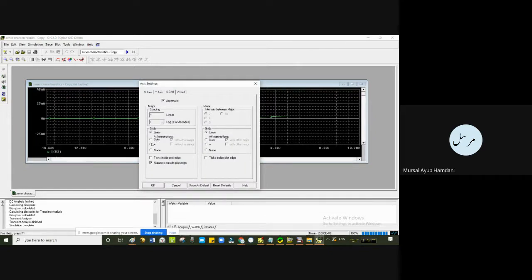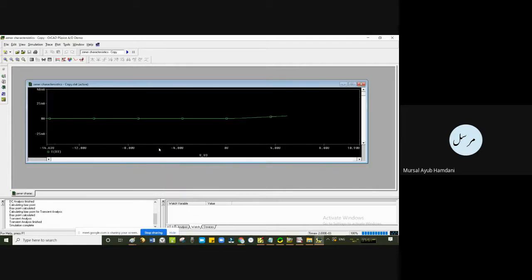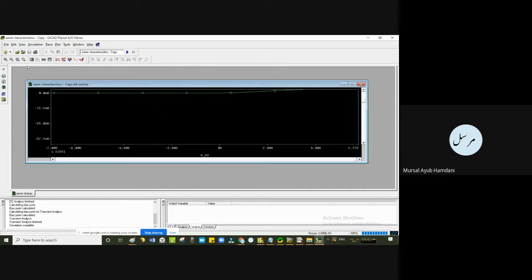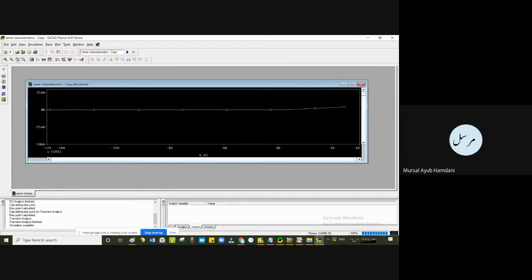X grid, none, none, Y grid, none. Okay, so this is so that we can get it clearer. Let me zoom in this portion.